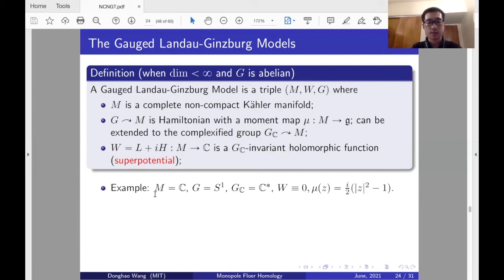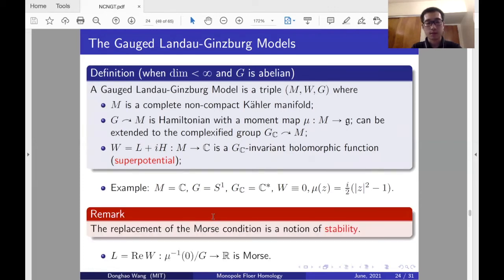The simplest example is when M is C, G is the circle, G_C is C star, and the superpotential is identically 0. Then the moment map is essentially a quadratic function. The subtlety arises when we generalize the Morse condition. For instance, you can ask the real part of the superpotential to be a Morse function on the symplectic quotient. But in practice, this is not a strong condition. And the right replacement is really a notion of stability. I don't plan to tell you the definition here. It's really stated in terms of the G_C action, and our example here is not really stable.